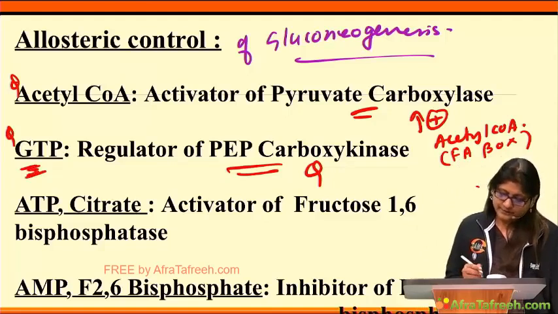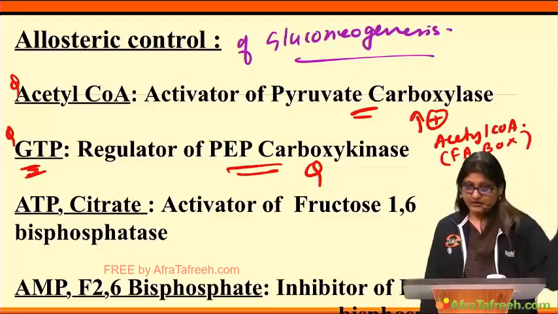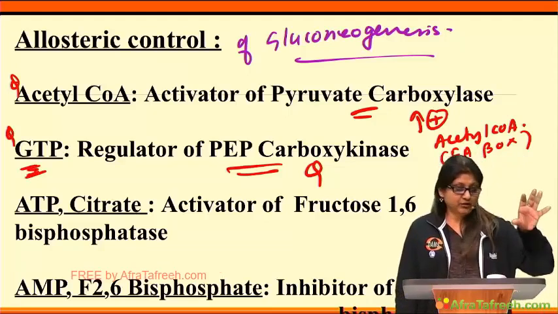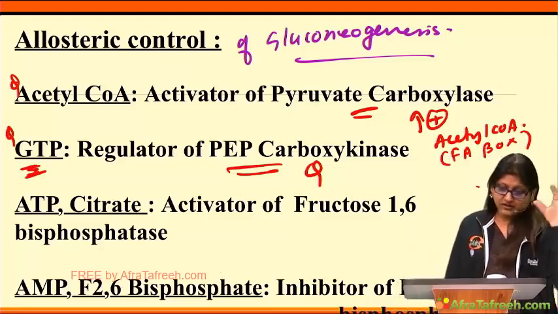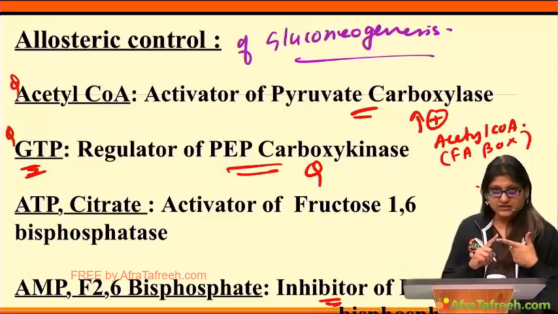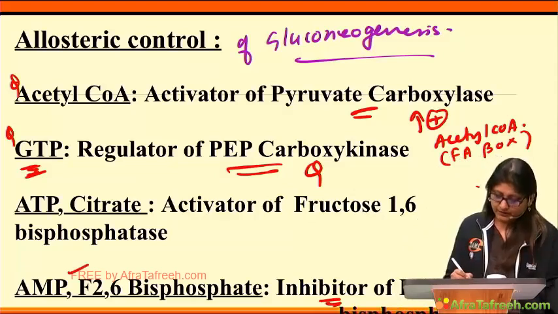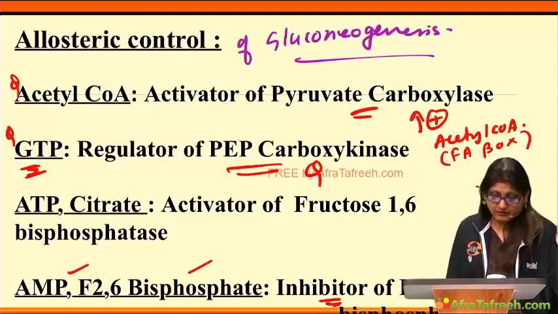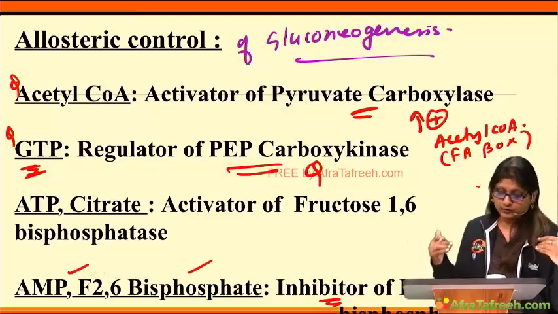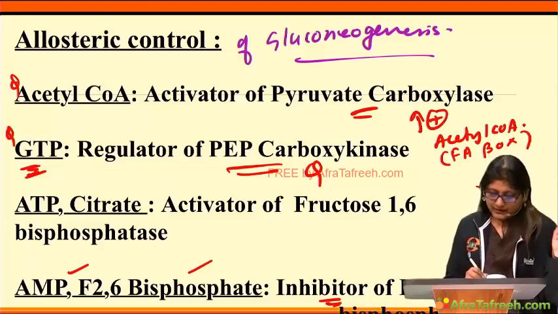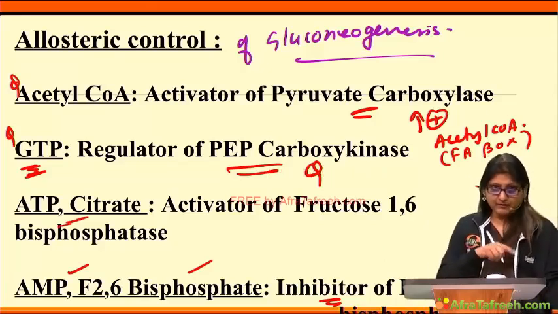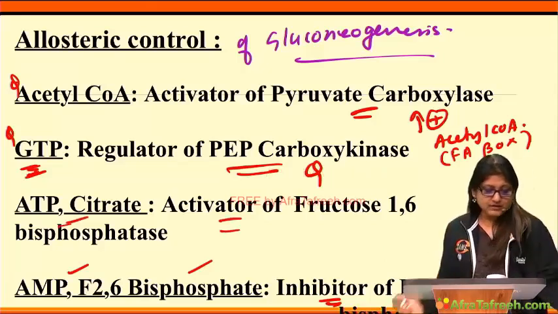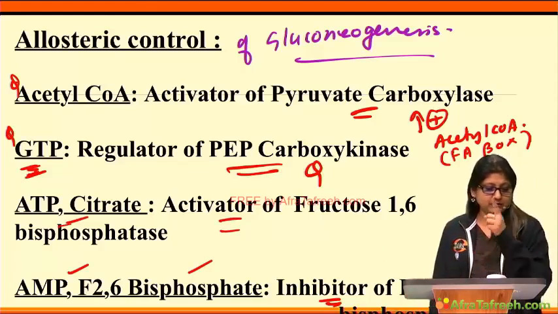Very good. Then, as I told you previously itself, whatever is positive regulator for PFK1 is going to act as a negative regulator for fructose 1,6-bisphosphatase. The AMP, the fructose 2,6-bisphosphate, which is going to be positive for PFK1, is going to be negative for fructose 1,6-bisphosphatase. And ATP and citrate, they are negative for PFK1, but they are activators for fructose 1,6-bisphosphatase. Who is going to remember this?